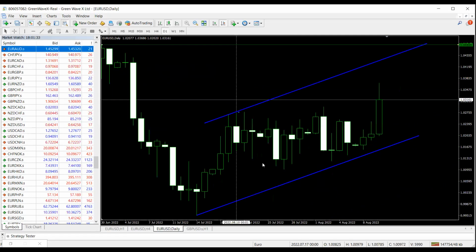I don't seem to get a very good example here. Okay, I think that was a gap here. It just is very tiny. So this is where this one closed, this particular white candle, and this is where this one opened. Yeah, you can see there's a little tiny gap there.